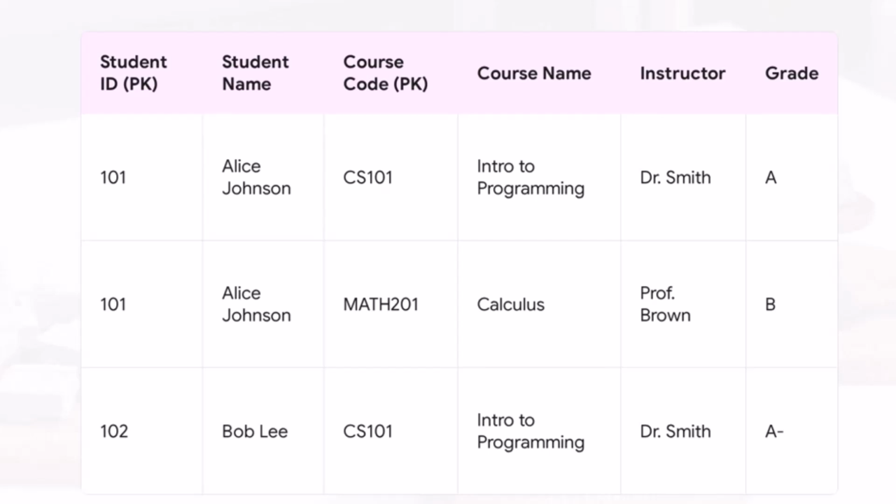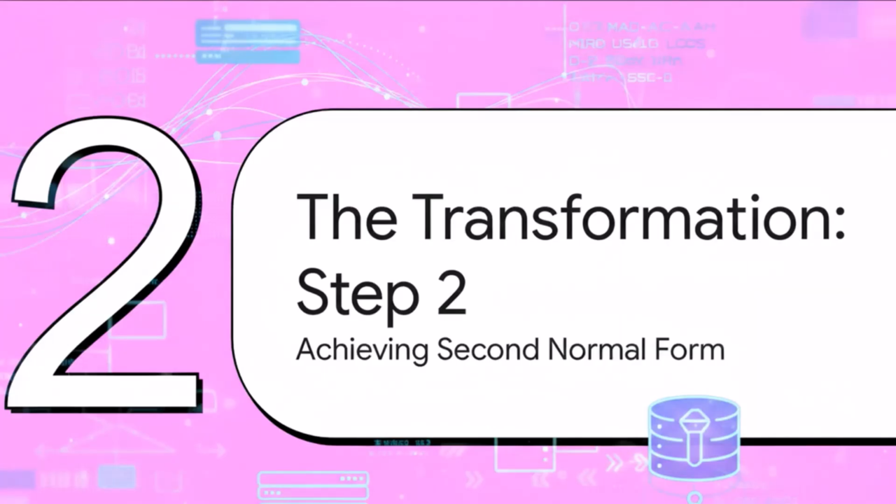So here's our table after we've applied those rules. See? Each enrollment now gets its very own row. Now, to make each one unique, we've created what's called a composite primary key. That just means we're using two columns together, student ID and course code, to create one unique identifier. It's like needing two keys to open one lock. So we've solved the repeating groups problem. But look, Alice's information is still repeated. We're not done yet. Okay, let's move on to the next level.